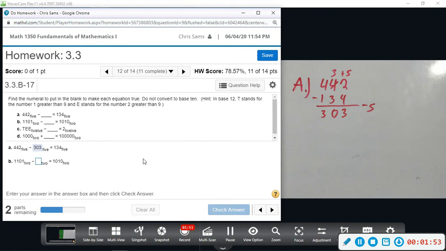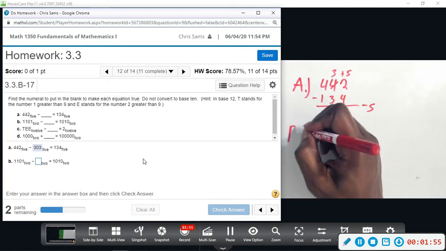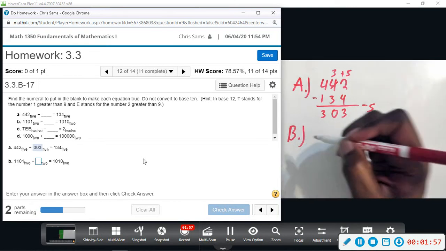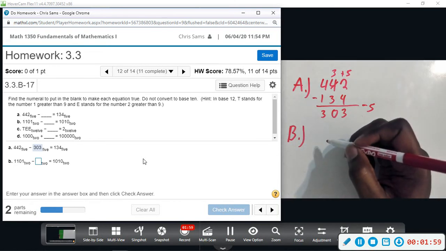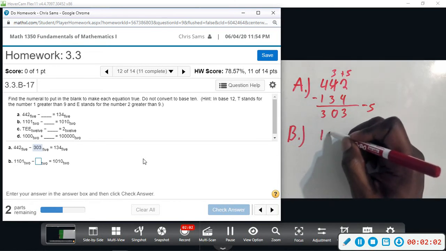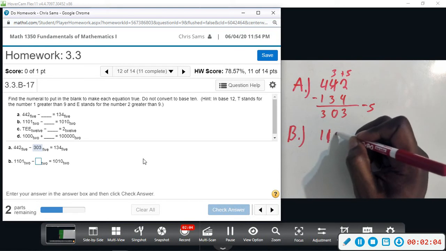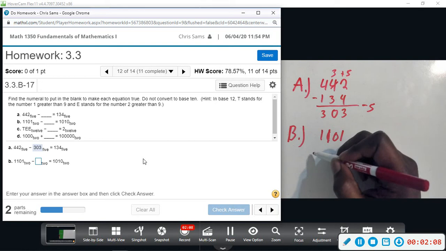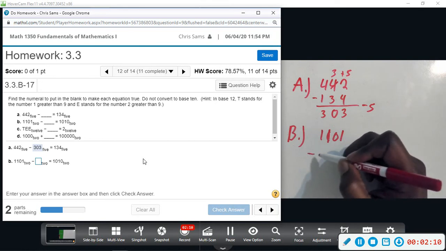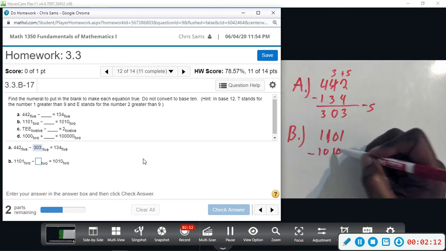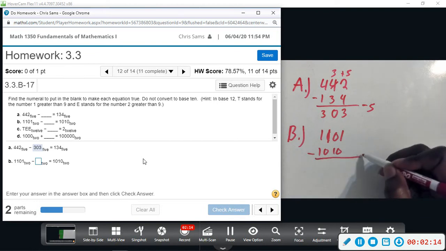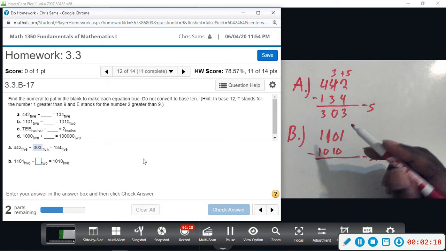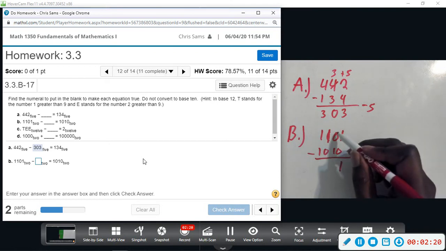Okay, so part B, now we are in base 2. So we have 1100 base 2, and we're going to subtract 1010. This is base 2. We get a 1 here.